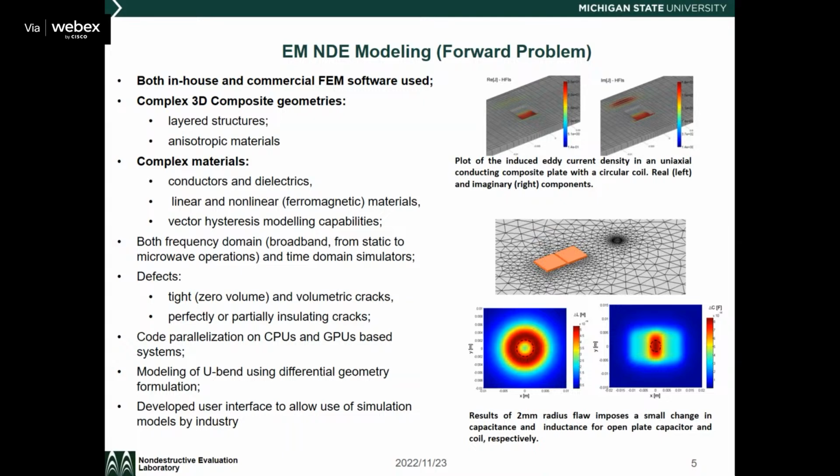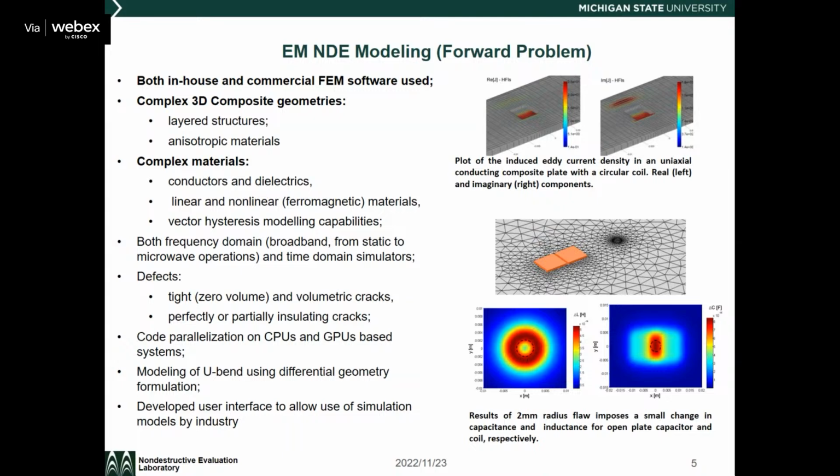A quick overview of the forward problem. You've talked about electromagnetic NDE modeling. Of course, NDE modeling can be other physics, right? It can be ultrasonics, it can be optical, and so on. So for EM modeling, why do we want to do that?